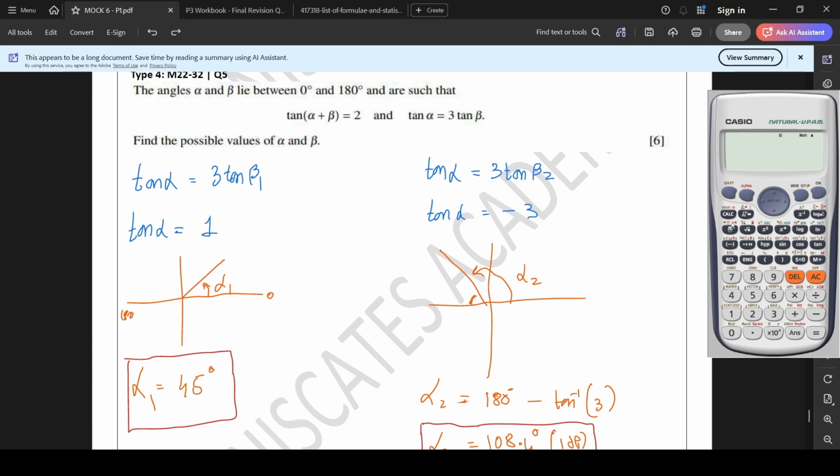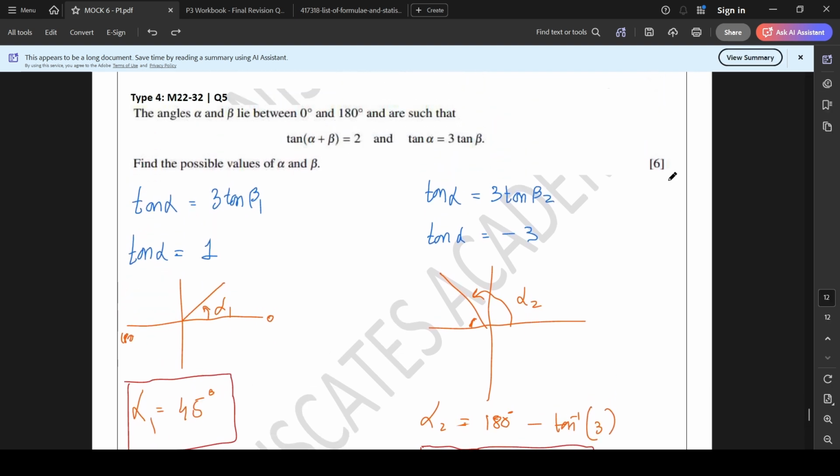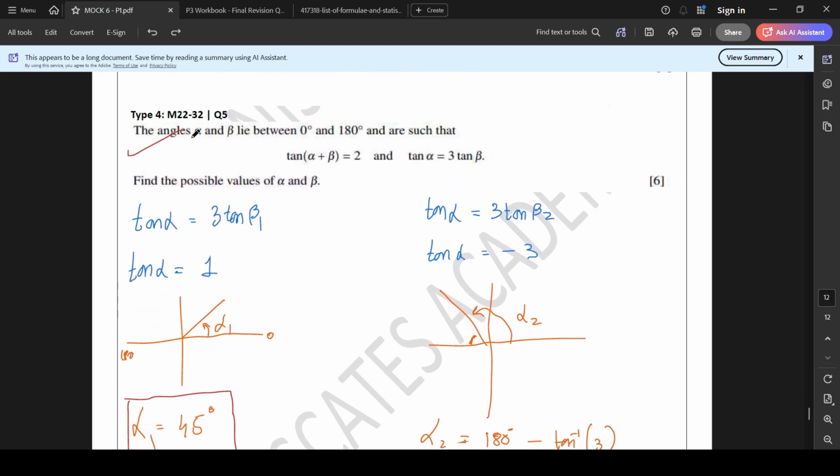Let me check the other pair. Tan of alpha 2 was 108.4, or you can use this exact value, plus beta 2 was 135 degrees. So this should come approximately 2. Yes, 1.996 is approximately 2. So yes, even this pair is going to be the correct answer over here for us. So yes, we are done with this question.